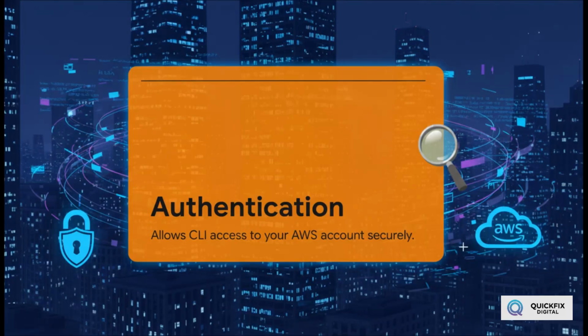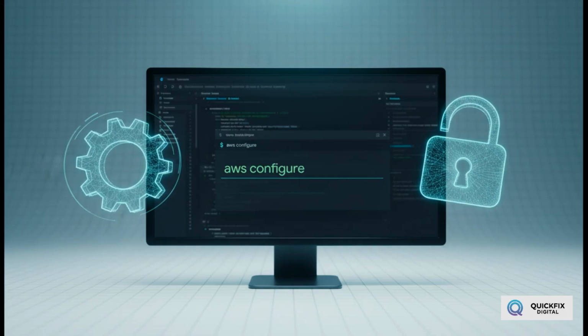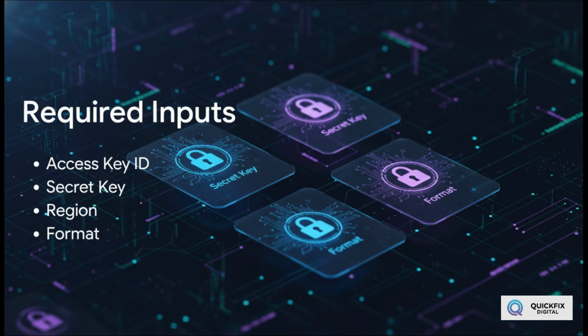Finally, step 3 is authentication. We've got to securely link this terminal to your specific AWS account. Back in your command prompt or PowerShell, type in AWS configure to kick this off. Make sure you have your access key, secret key, region, and format ready to punch in.